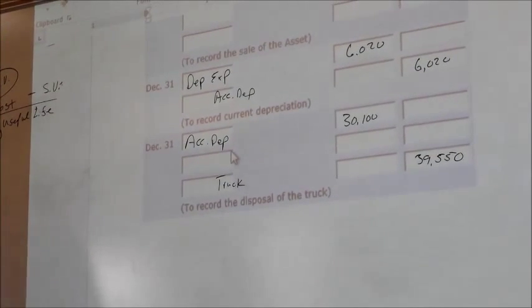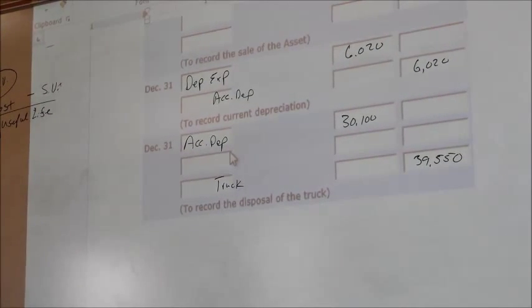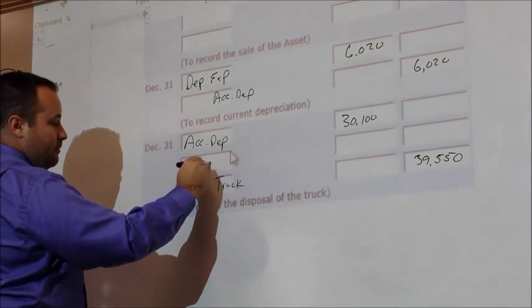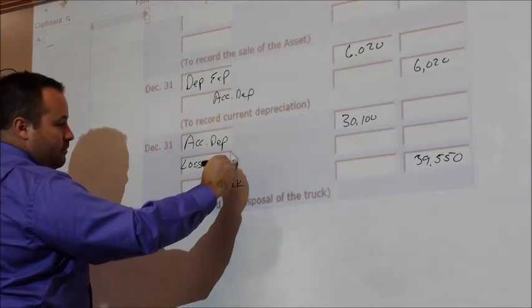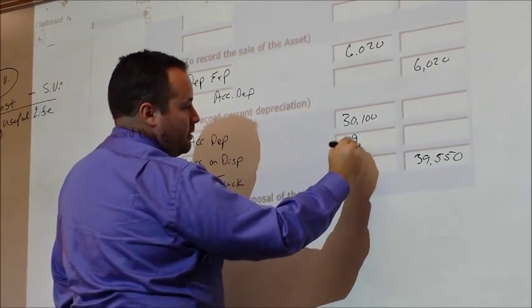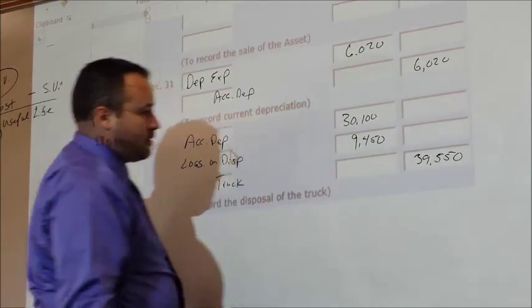What's left? Obviously, my journal entry doesn't balance. The book value? Well, yeah, the book value, and what do we call that? Loss on disposal, exactly, for the book value. $458.